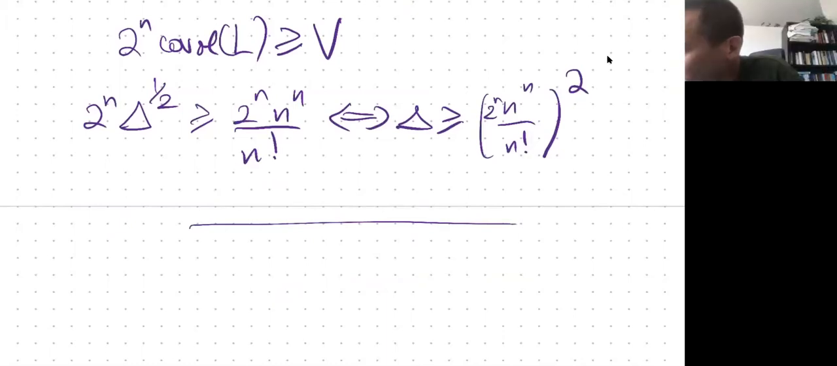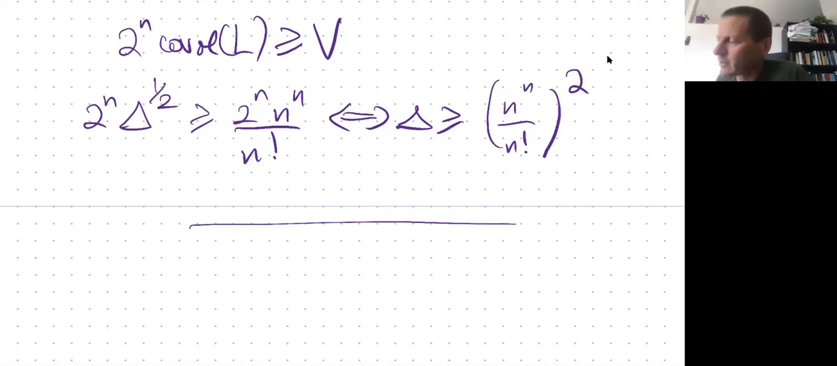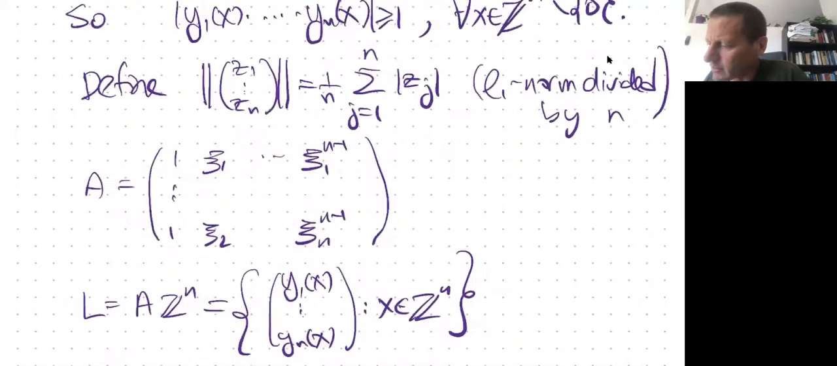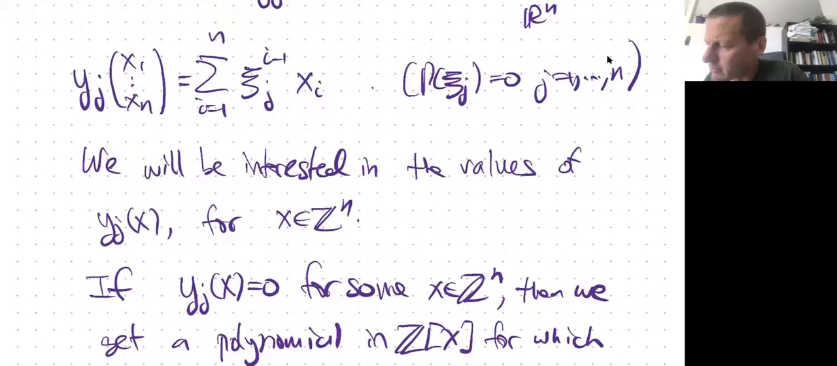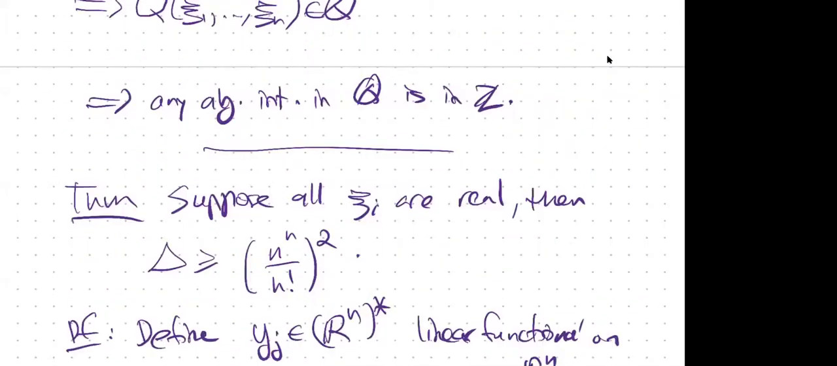The 2 to the n should cancel. Yeah, thank you. There's a 2 to the n here, and there's a 2 to the n here, and it cancels. And it also cancels in the statement. Where is it? It's not there in the statement. I don't know.